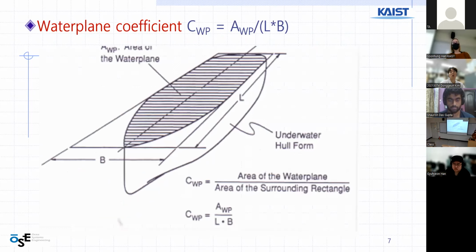Then we have the waterplane coefficient Cwp, which is equal to the area of the waterplane. So it's the area of the ship at the level of the waterline, divided by the area of the surrounding rectangle here. And it shows how thin and how sharp the boat is.